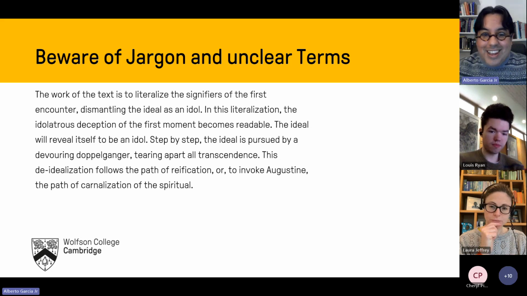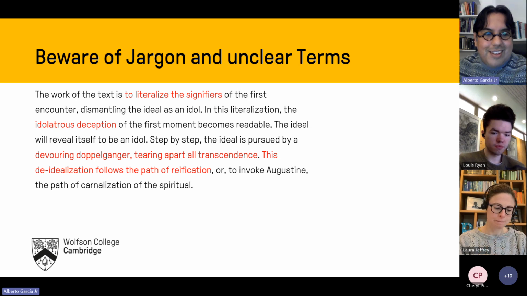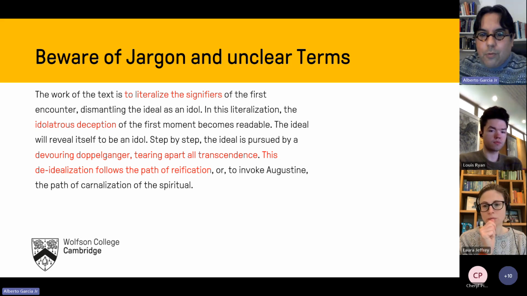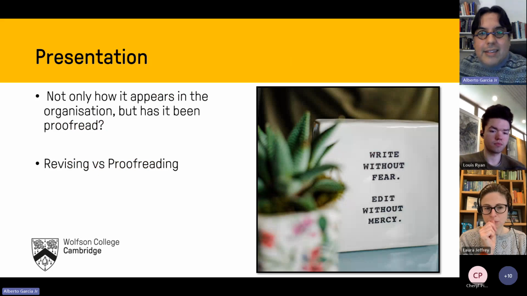What does it mean? We can grasp at it, but there are some things here that complicate the meaning. What does it mean to literalize the signifiers? Or a devouring doppelganger, tearing apart all transcendence? This de-idealization follows the path of reification. So if we're trying to ask what this text means, you can see how this type of jargon, or what Helen Sword calls zombie nominalization, can really interfere with what our readers are trying to get from a text. And this often leads us to proofreading and presentation.